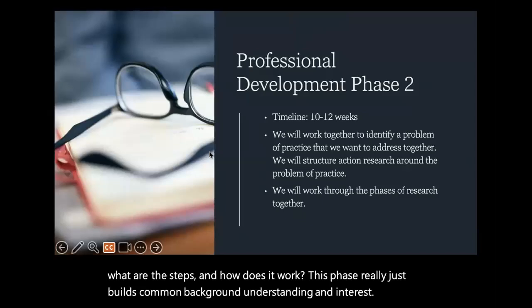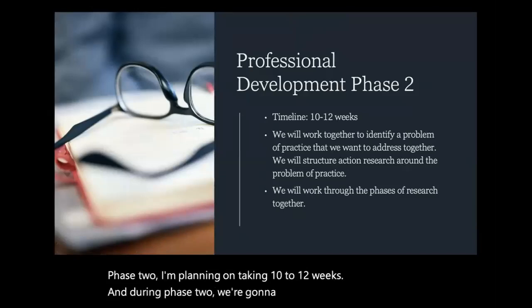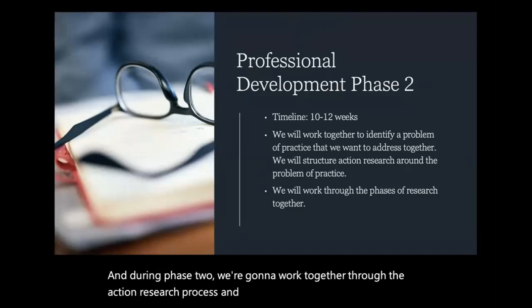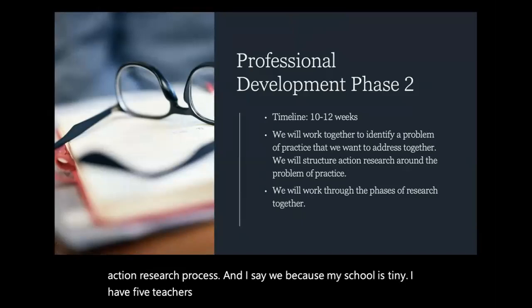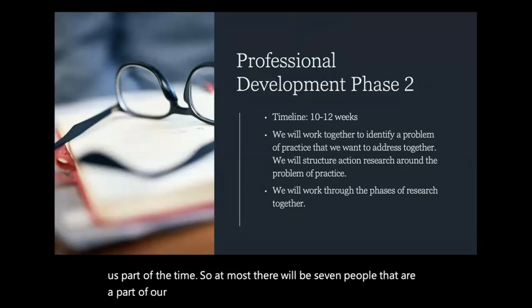Phase 2, I'm planning on taking 10 to 12 weeks. And during phase 2, we're going to work together through the action research process. And I say we because my school is tiny. I have 5 teachers, myself, and then there's one person who works with social emotional learning, and she'll be with us part of the time. So at most, there will be 7 people that are a part of our professional learning community.